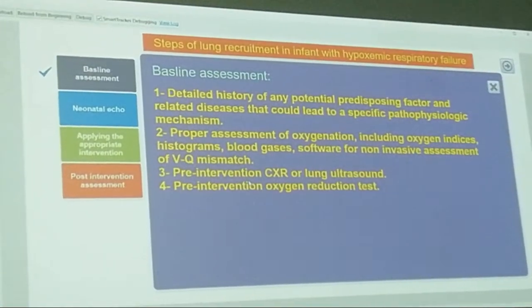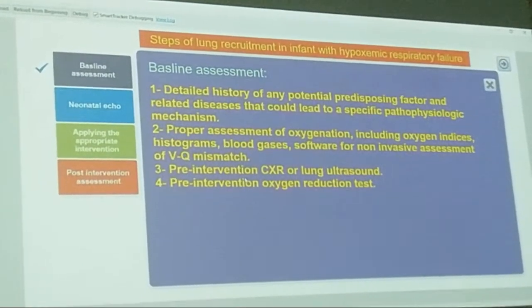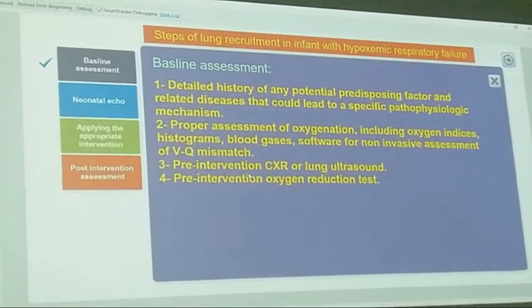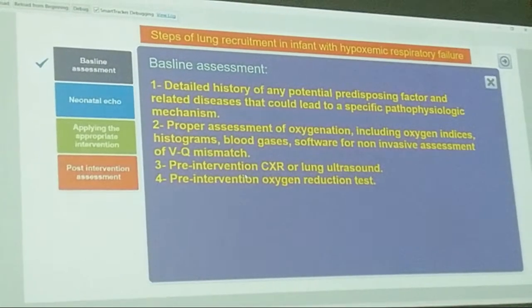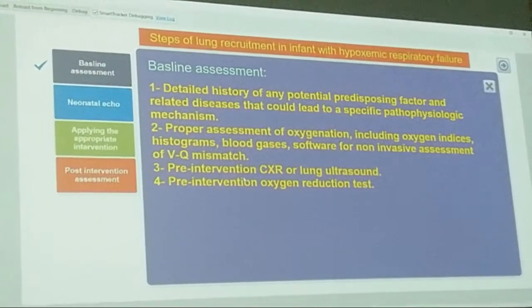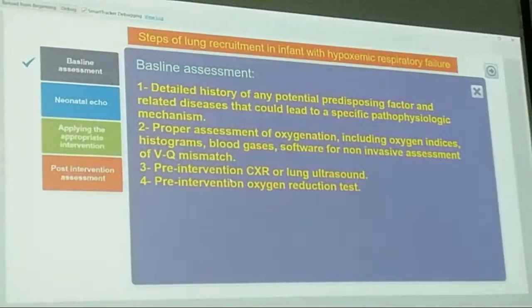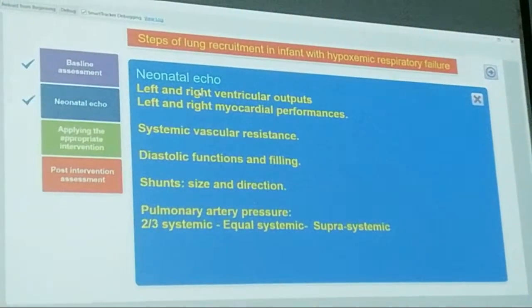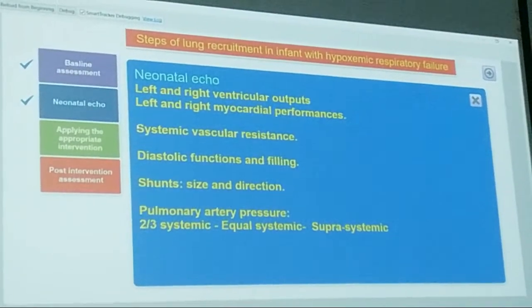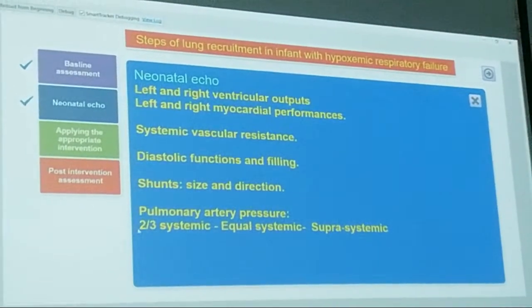2. Proper assessment of oxygenation, including oxygen indices, histograms, blood gases, and software for non-invasive assessment of VQ mismatch. 3. Pre-intervention chest X-ray or lung ultrasound. 4. Pre-intervention oxygen reduction test, and we have explained how to do the test at the bedside. Performing echocardiography by a trained neonatologist is an important step in assessment to rule out pulmonary hypertension and hemodynamically significant PDA. And you need to assess all of these parameters in this slide.